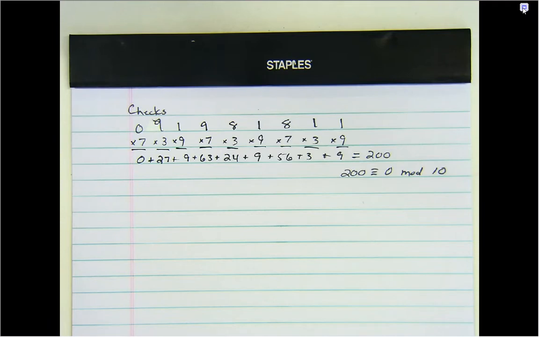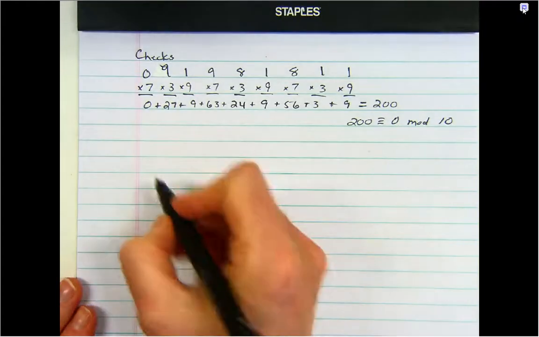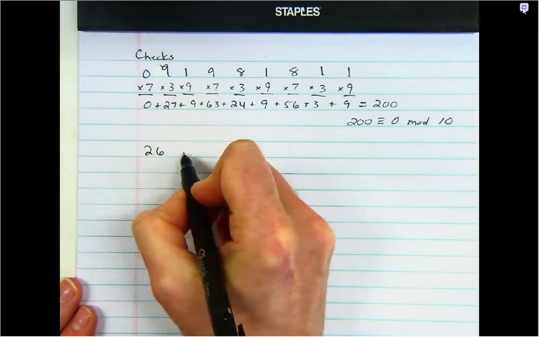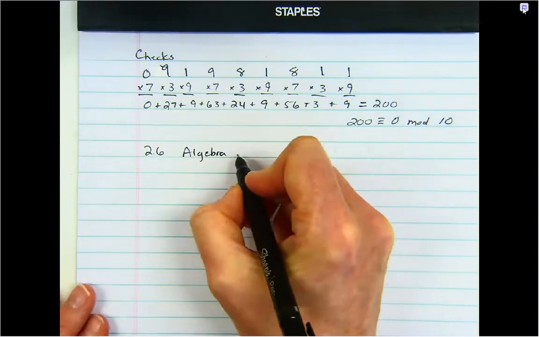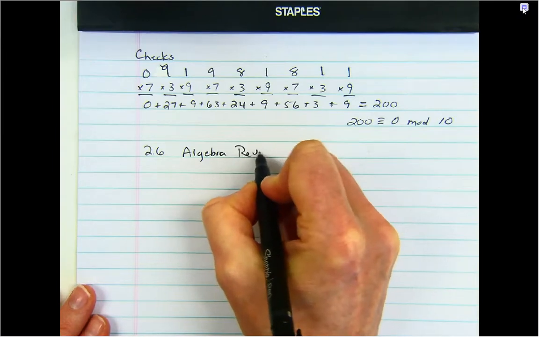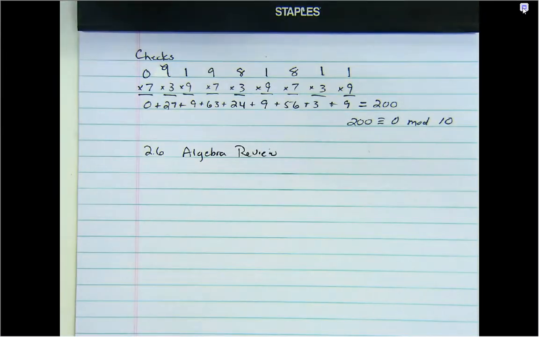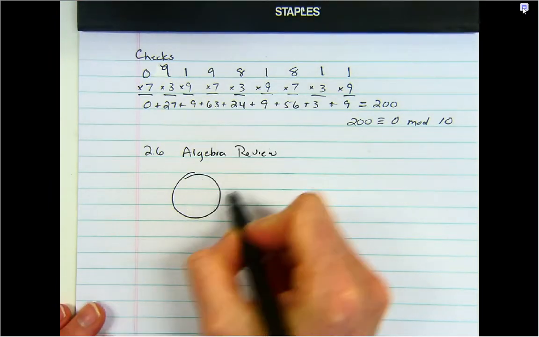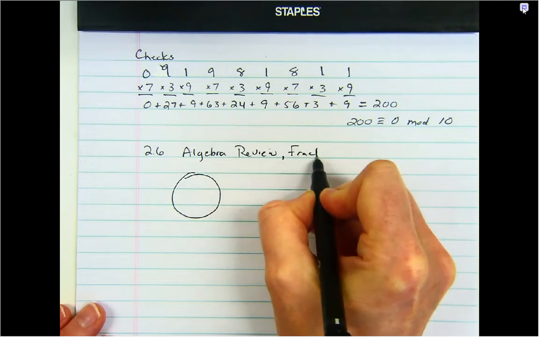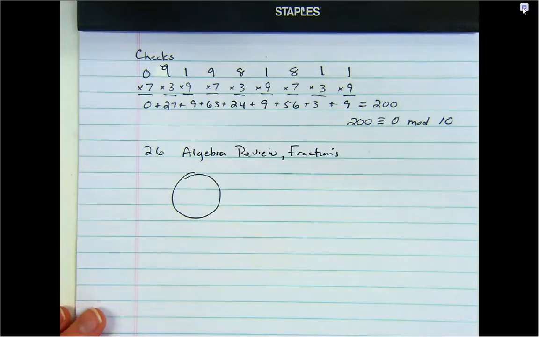We're going to need to review a little algebra in that section. We're going back to chapter 2, looking at numbers, and in 2.6 we do some algebra before we actually get to the topic in 2.6. We're also looking at fractions in 2.6, so we'll review those a little bit.